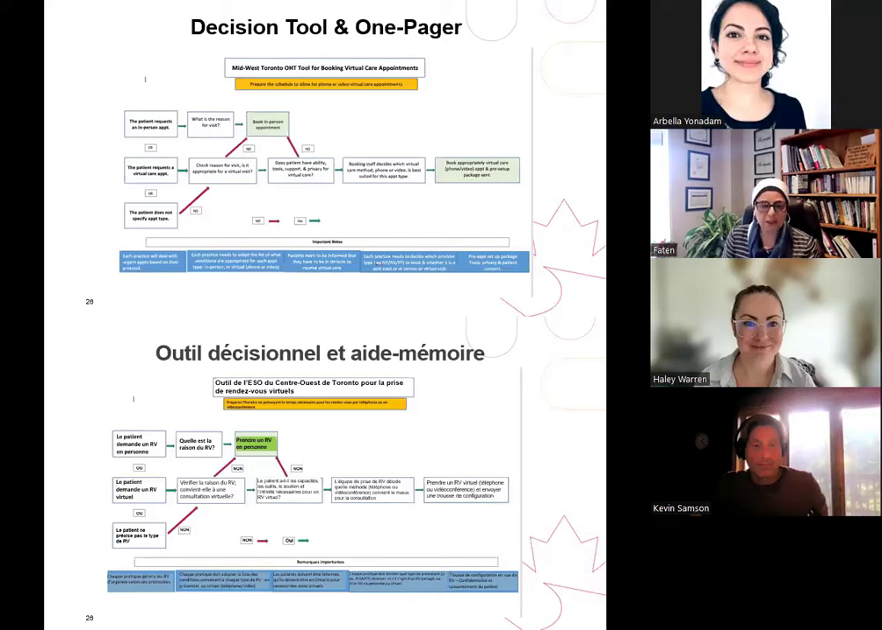So if we look at the tool here, you might not be able to read it, but I know the slides will be shared, so you'll be able to read it. But the tool was developed actually based on a process map that was then simplified to a decision tool for booking virtual care. And it was to be used outside the pandemic environment, and when there are specific pandemic protocols, that the protocol should be followed.